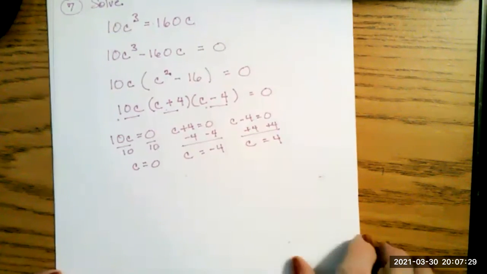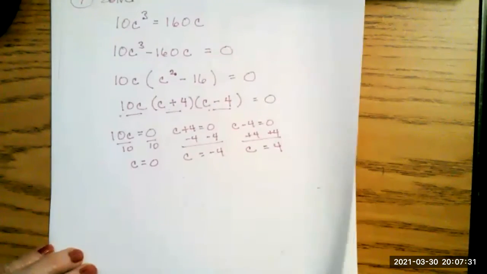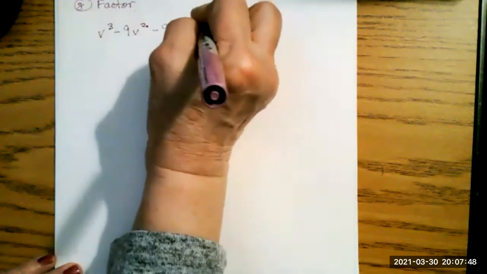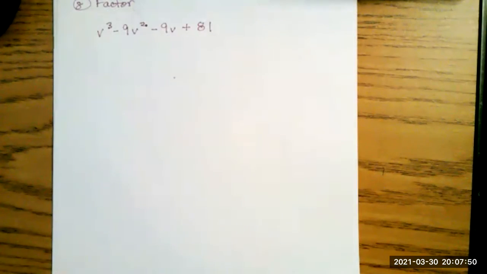Okay? That good? Yeah. All right, let's try one that's a little bit harder. This is number 8, and it does say factor. It doesn't say solve. We just have to factor it. V cubed minus 9v squared minus 9v plus 81 has 4 terms. So we're going to group it into 2 and 2 and see what we get.